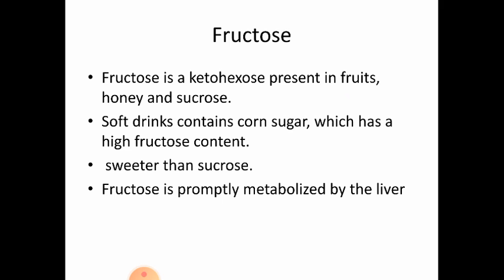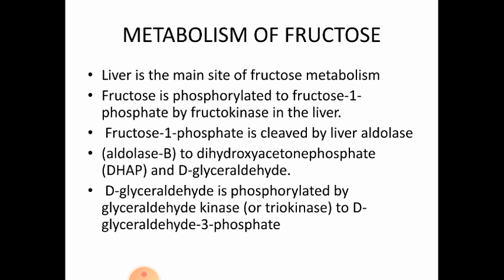Fructose is a ketohexose sugar which is present in fruits, honey and sucrose. It is also present in soft drinks in the form of corn sugar. Corn sugar has high fructose content, and this fructose is sweeter than sucrose, and it is promptly metabolized by the liver. So the metabolism mainly takes place in the liver, and at a faster rate. So, let us move on to the metabolism.